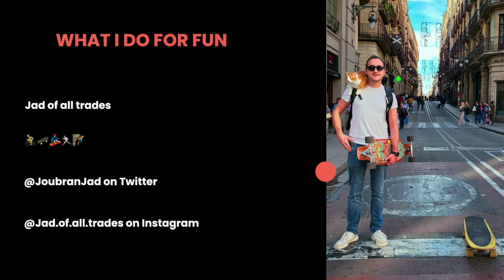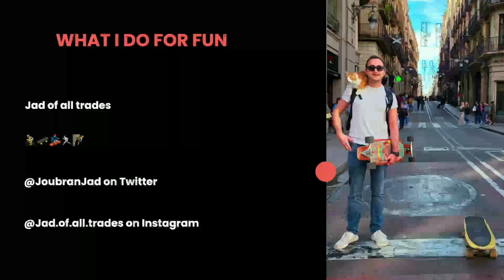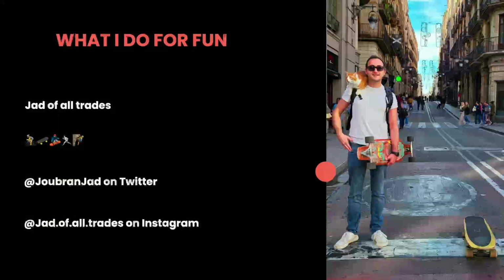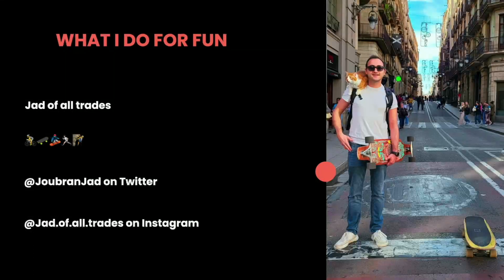For fun, I'm known by my friends as Jad of all trades because I do a lot of sports and I'm equally bad at all of them. I love snowboarding, very recent, longboarding, cycling, bouldering. So yeah, I'm really bad, but it's super fun. So you can follow me on Twitter, and if you love cats, you should follow my Instagram because I have my little cat. She's always there, travels with me. I didn't bring her today because she's just back from Italy, so she needs to recover from her flight.